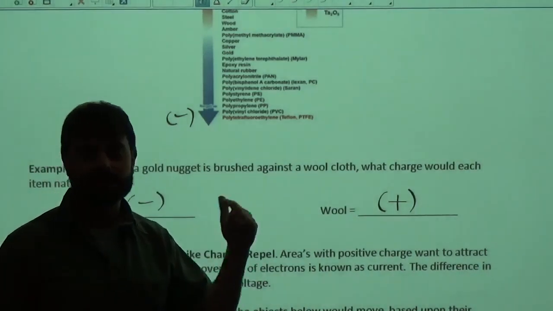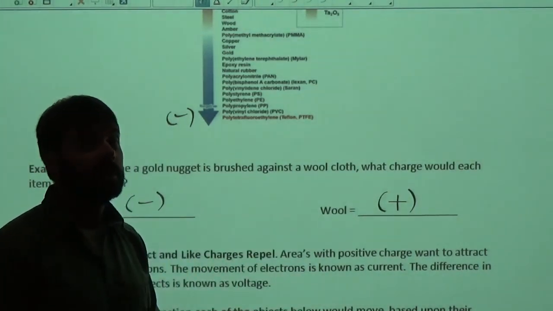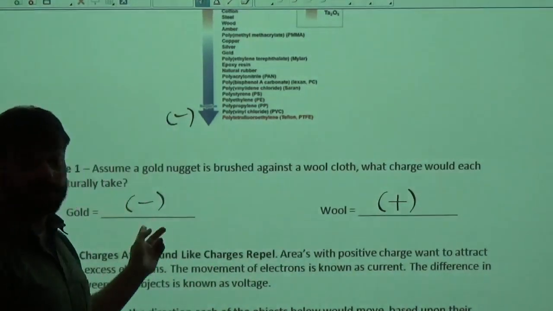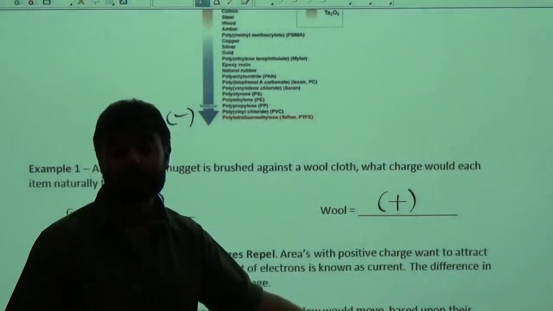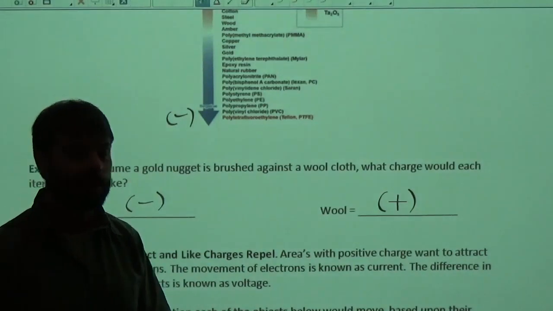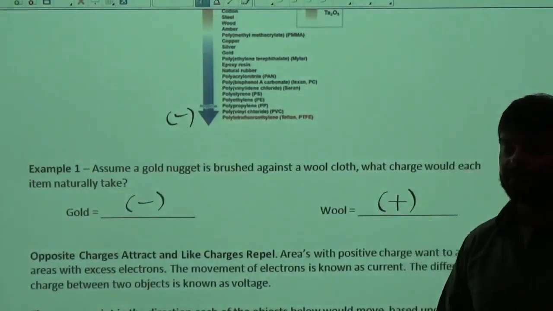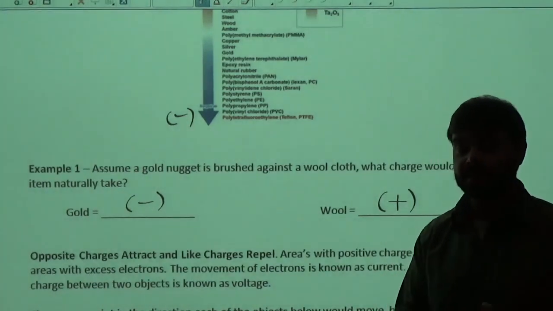So the things that actually physically move back and forth are the electrons again. So don't think that it's like protons are leaving the gold and going to the wool. That disturbs a whole bunch of properties of chemistry. If you change the number of protons, you're changing the actual element that it is, and so forth. So that's not what's happening.